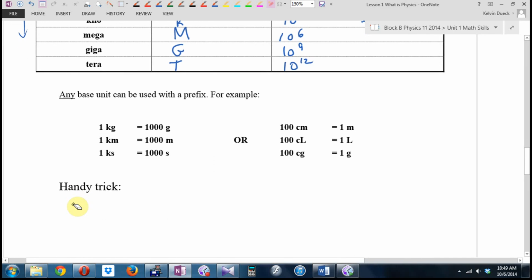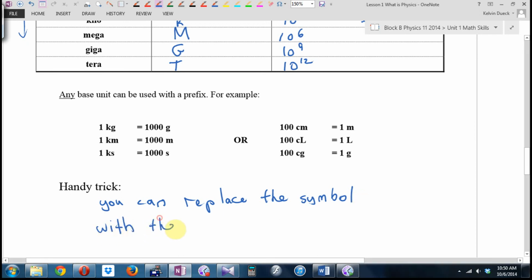Any base unit can be used with a prefix. For example, 1 kilogram is the same as 1,000 grams. So I wrote down here, handy trick. You can replace the symbol, the K, the capital M, the prefix symbol, with the power of 10 that goes with it. You can replace the symbol with the power of 10 that goes with it.